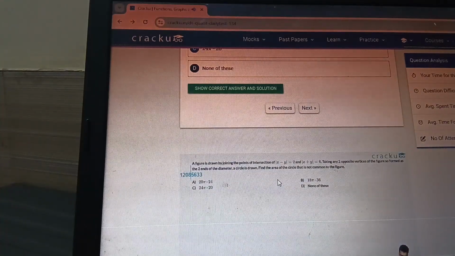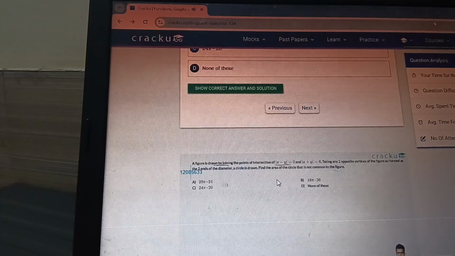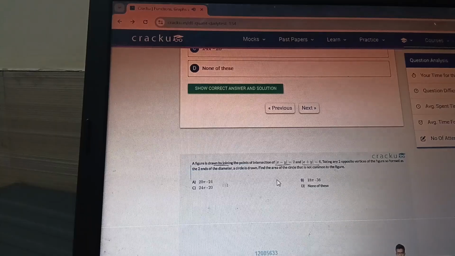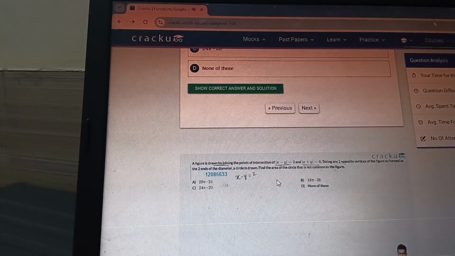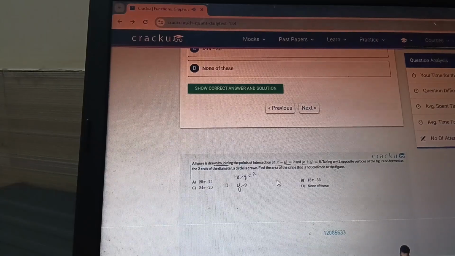In this question, we are told that there is a figure which is drawn by joining the points of intersection of modulus of x minus y is equal to 2 and modulus of x plus y is equal to 6. What are the two lines that are represented by modulus of x minus y is equal to 2? We have either x minus y is equal to 2 or x minus y is equal to minus 2, which would imply that y minus x is equal to 2.